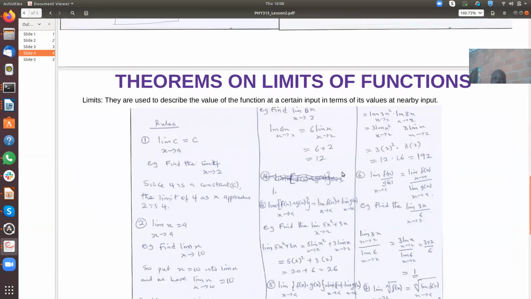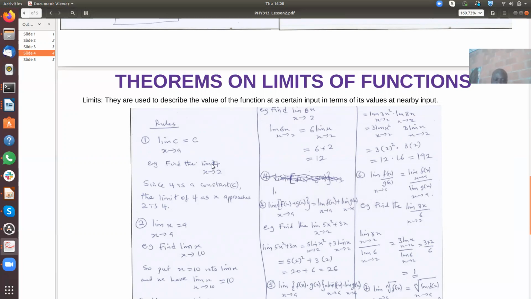So when you talk of theorems on limit of functions, what are these theorems and how do you use them? I have listed a series of rules or theorems here. The first one: the limit of c is equal to c when x tends to a. If you look at this, the function is c equals c. It's more or less like a constant. So automatically, when x tends to a, there is no x in this expression, so the result is still the same thing. For example, find the limit of 4 when x tends to 2.